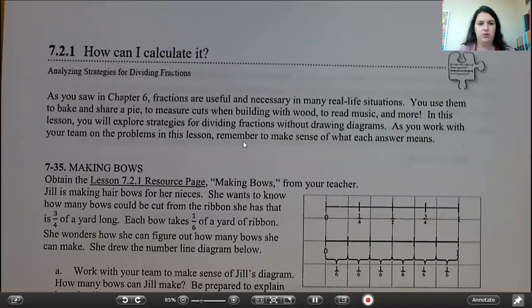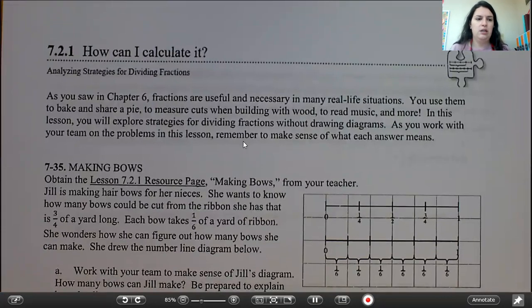Hey, hi everyone. I'm here with your 7.2.1 lesson, How Can I Calculate It? Analyzing Strategies for Dividing Fractions.